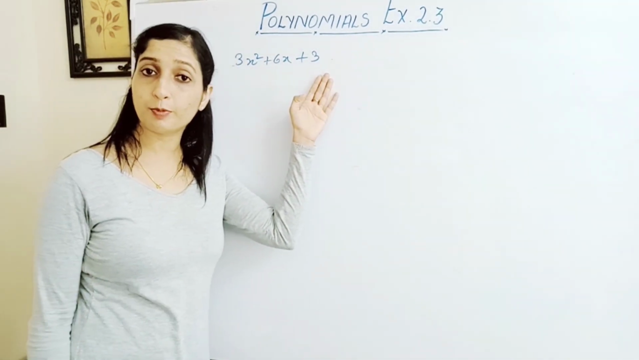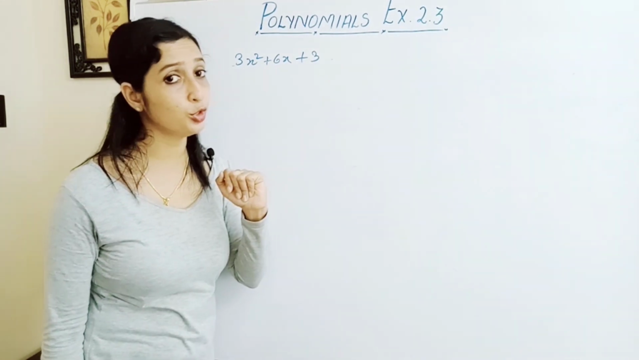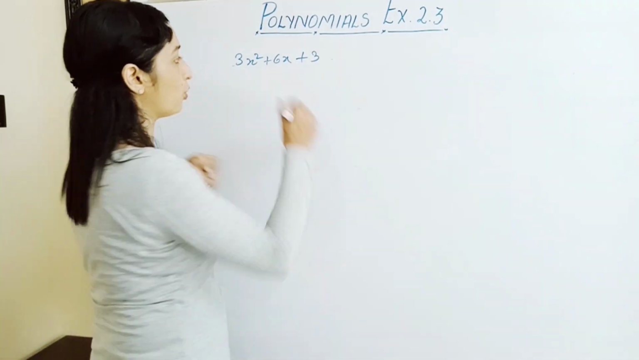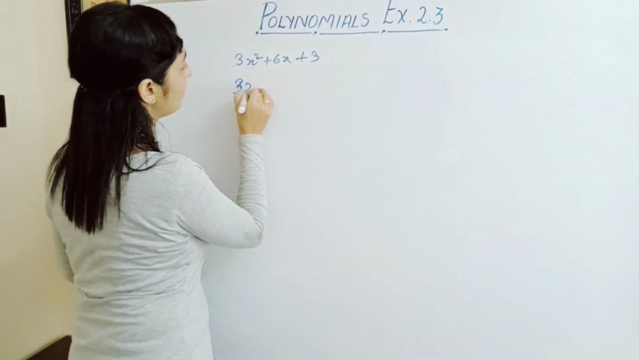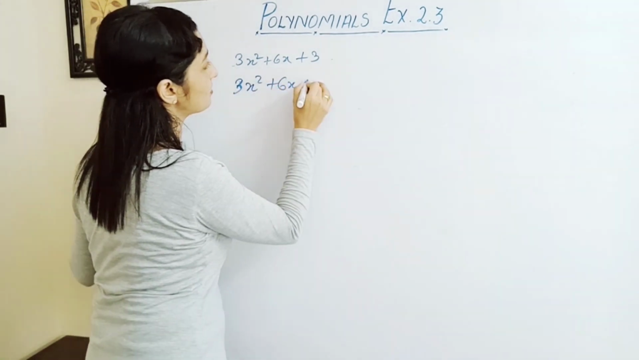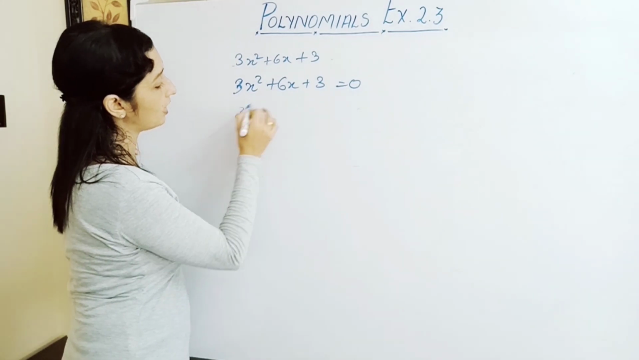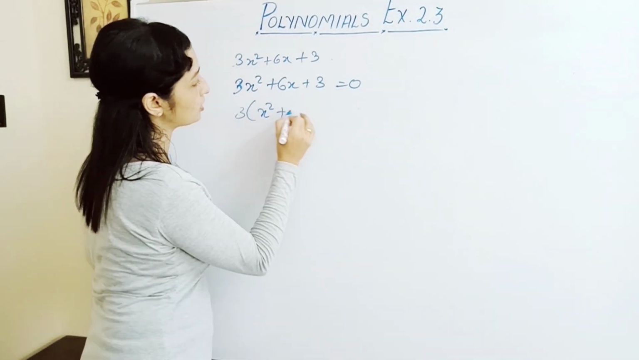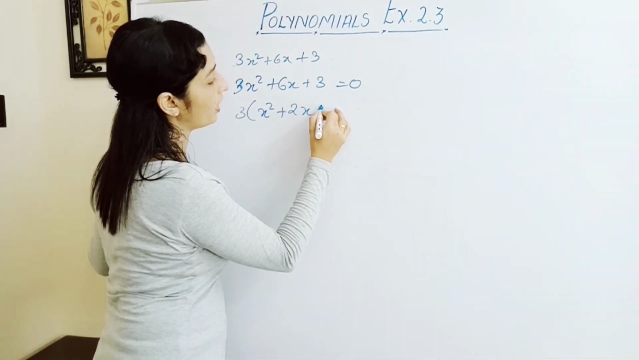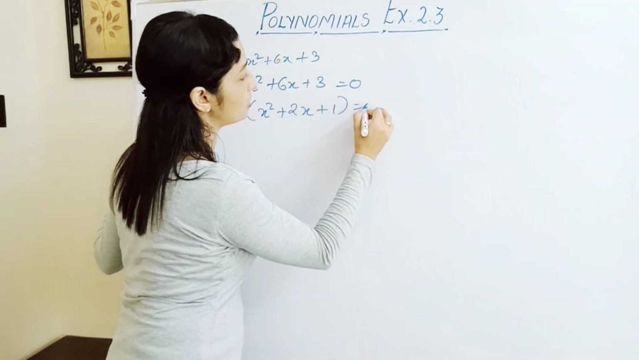Now if you are given a polynomial to find zeros, what do you do? You equate it to 0. So let's write 3x square plus 6x plus 3 equals 0. Then how can you write? I can take 3 common. I get x square plus 2x plus 1 equals 0.